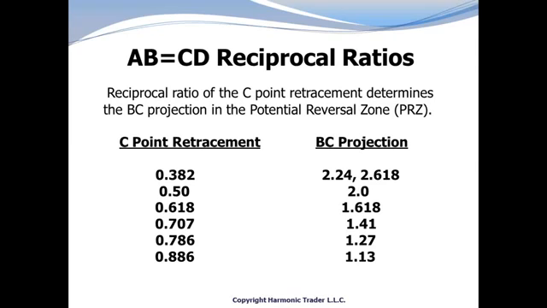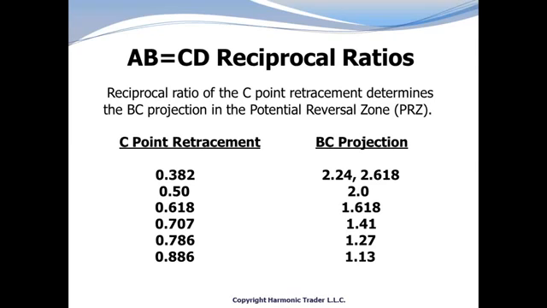ABCD reciprocal ratios. The reciprocal ratio is the C point retracement that determines the BC projection in the potential reversal zone. So if we're looking at an ABCD structure, we want to notice the C point and where that C point retracement falls. If you recall from our webinar on harmonic ratios, various harmonic ratios possess reciprocal extensions. That is, a certain retracement will yield a certain extension that corresponds to provide proper symmetry.